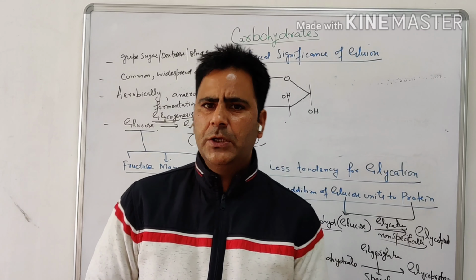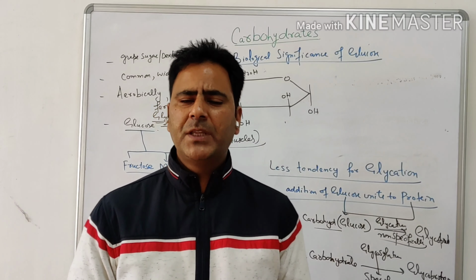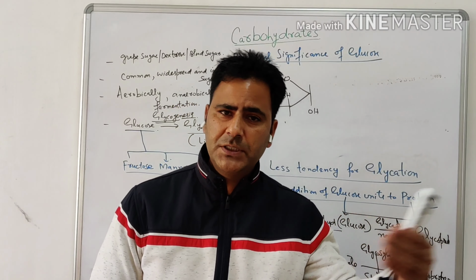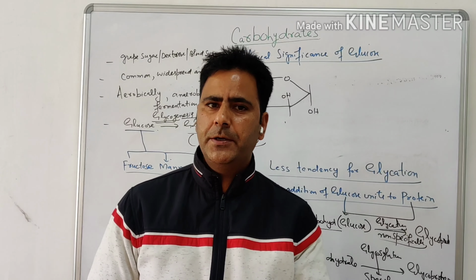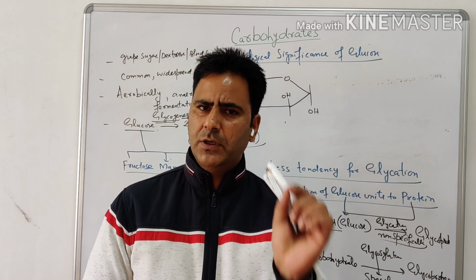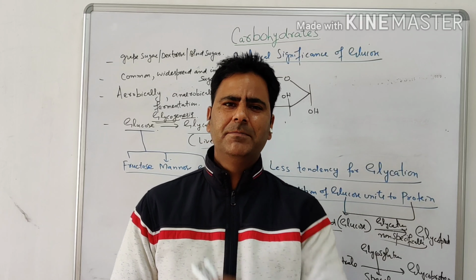And remember, when the glucose levels are normal, glycation does not take place normally. But glycosylation is the normal process which is taking place in our body and is very, very important. Glycation is taking place when your blood glucose levels are very high.